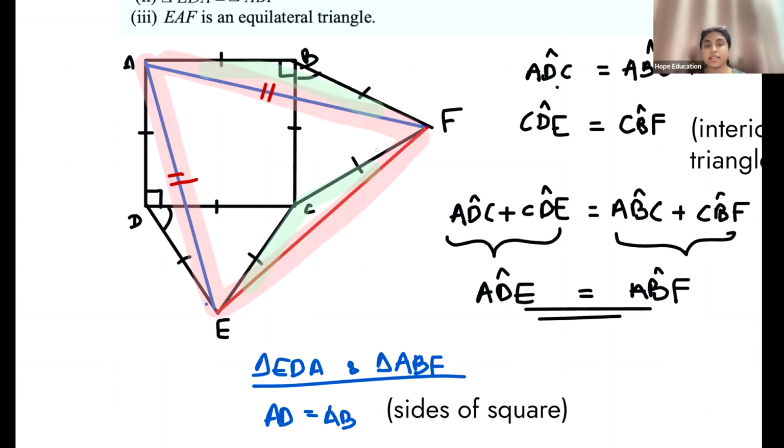Can you see now here, this particular angle, here 90 degrees, here this is 60 degrees. So 90 plus 60 is 150. What about the angle here? Do you think it's 150? Yes or no?